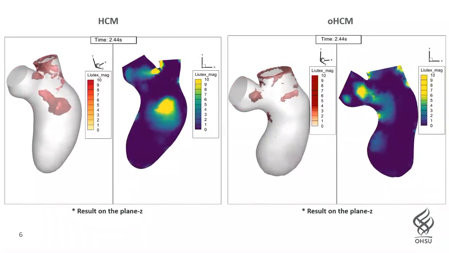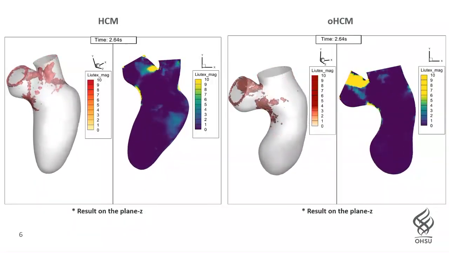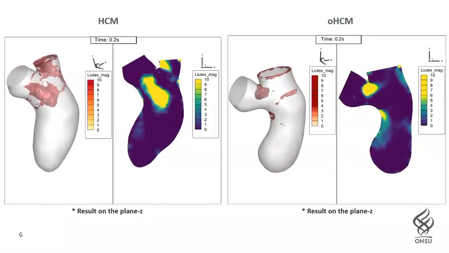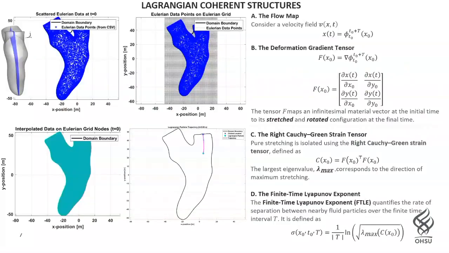Okay, we got some idea about how the vortex is generated, and that gives some idea about the disturbed flow. But we want a better understanding of what's going on inside the left ventricle. Because particle washout, mixing, and the stagnation zone are really important for us, I used Lagrangian coherent structure analysis to track the particles.